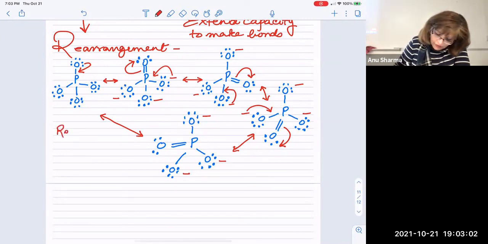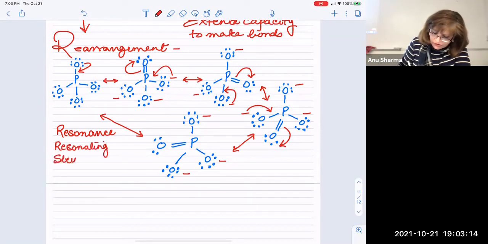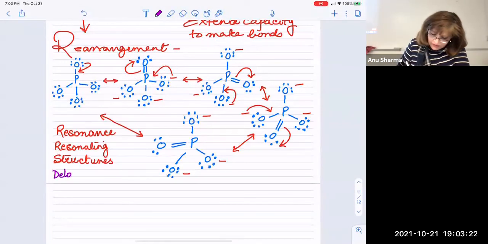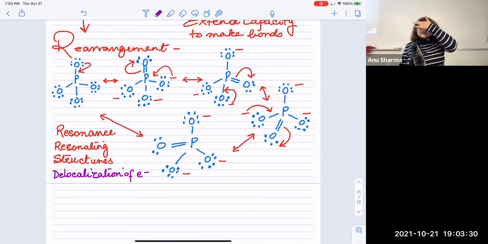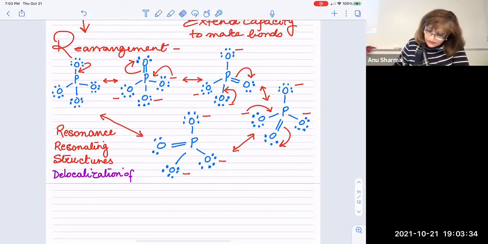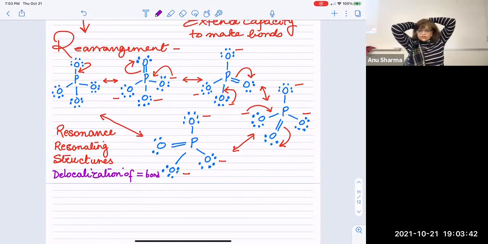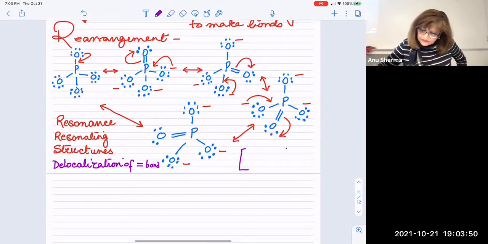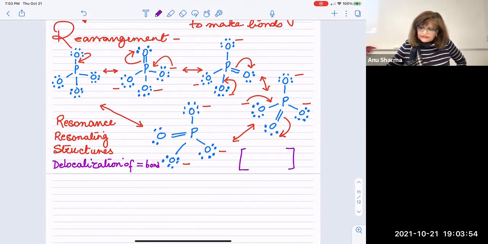This phenomenon is called resonance. These are all resonating structures. A question on these is going to be on the test. Basically this is delocalization of electrons, or charges, or rather, not electrons, but double bonds: delocalization of the double bond. So double bonds rotate, and charges also. That is why we show them in square brackets with a 3- charge outside, but it's okay to show them like this also.